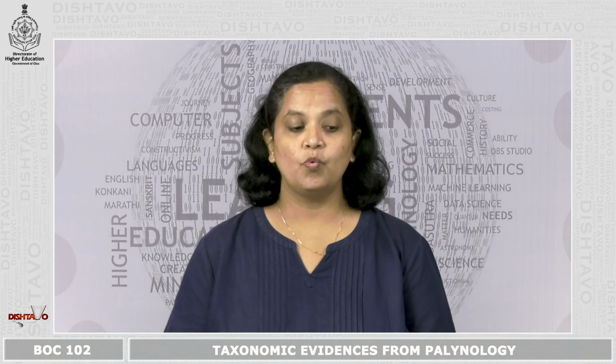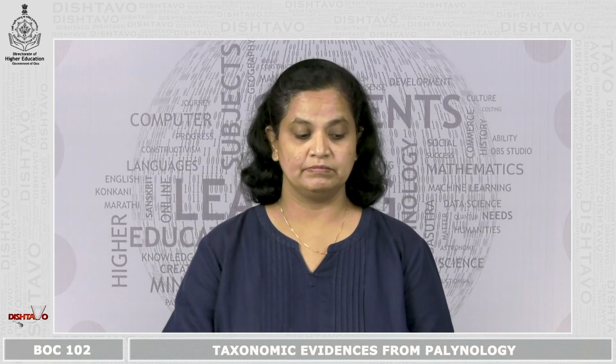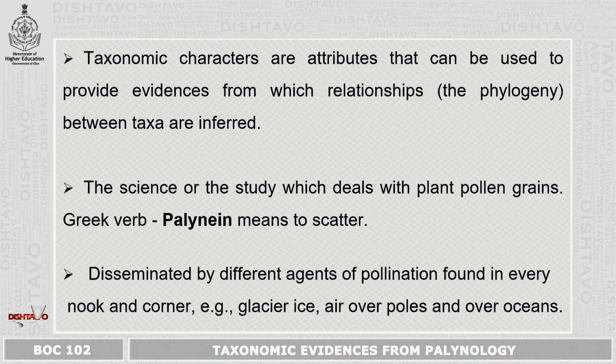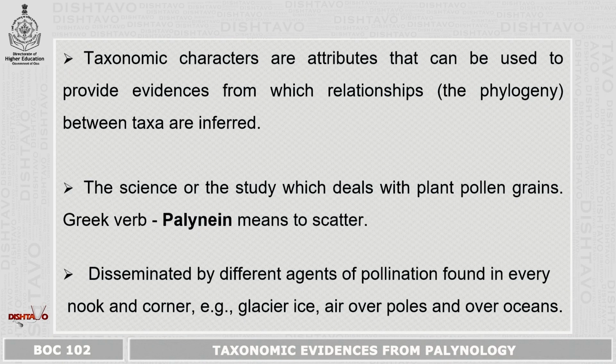Dear students, what does taxonomic character mean? They are the attributes that can be used to provide evidences from which relationships between taxa can be inferred. Now, the word palynology deals with the study of pollen grains, and it comes from the Greek verb palyn, which means to scatter. Pollen grains are disseminated by different agents of pollination, and they are found in every nook and corner.